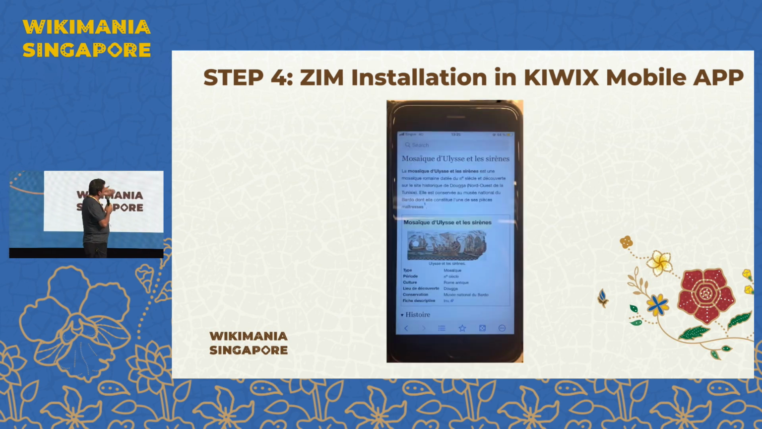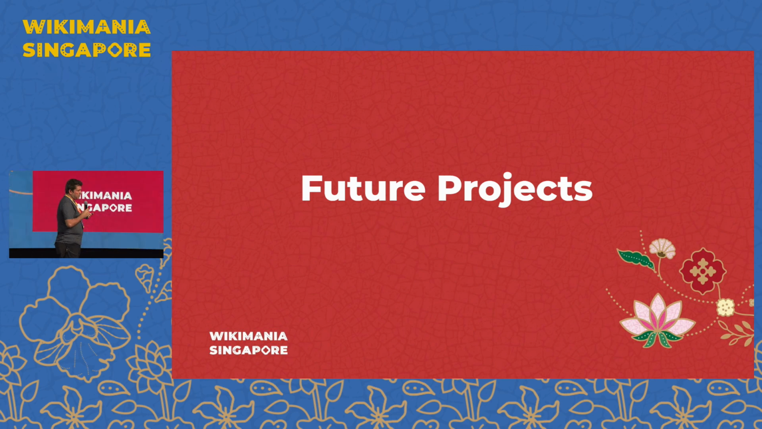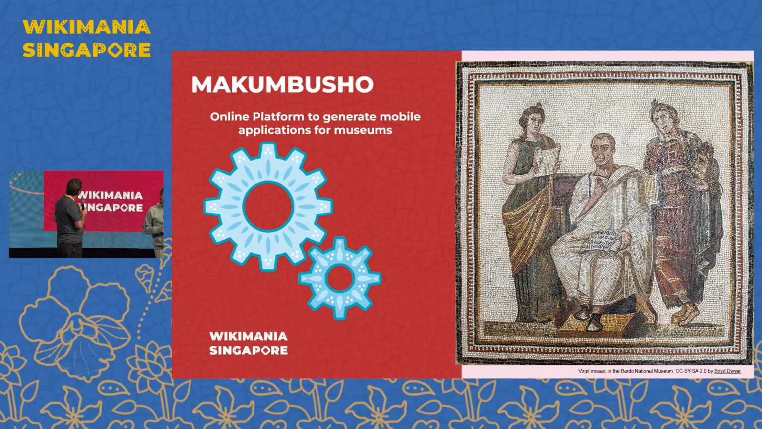Next. And when displaying the Wikipedia article for this museum, the article can also contain an audio file, so the user can listen to the Wikipedia article while visiting the museum and reading the description of the collections. So this is what we did yesterday for the Bardo Museum, but this is part of a bigger project, next, called Project Makumbushu.